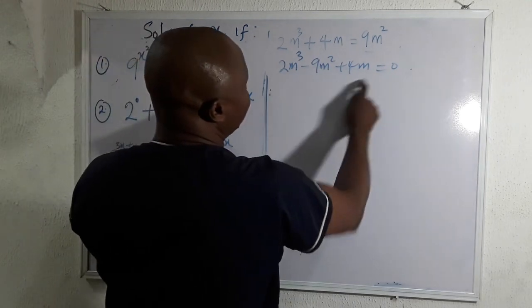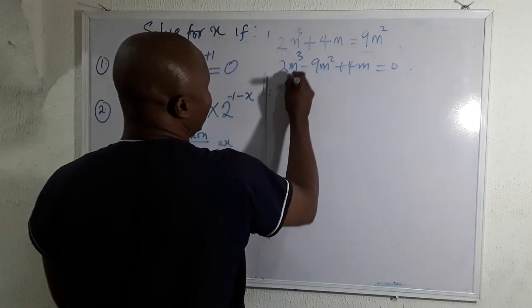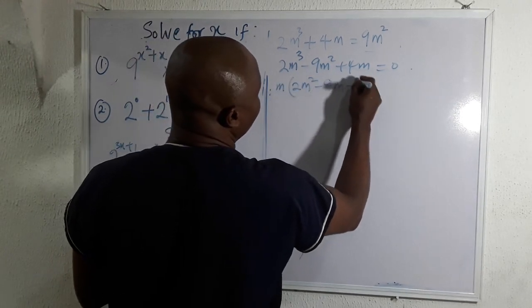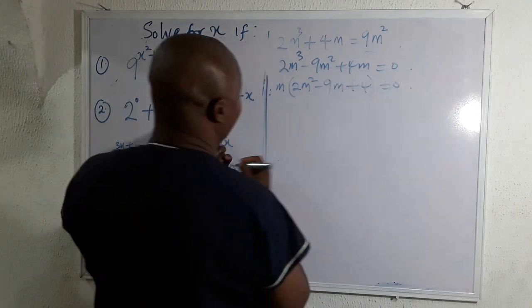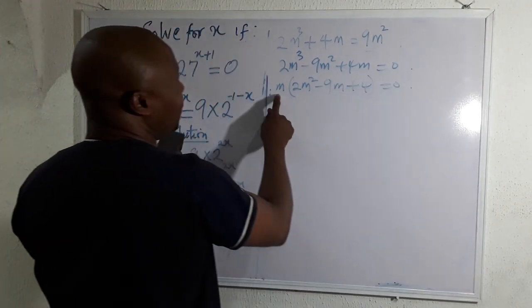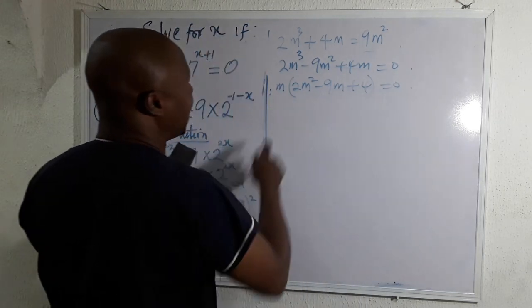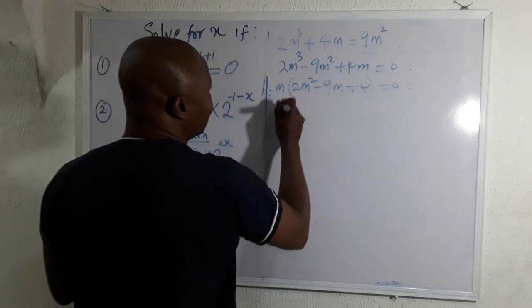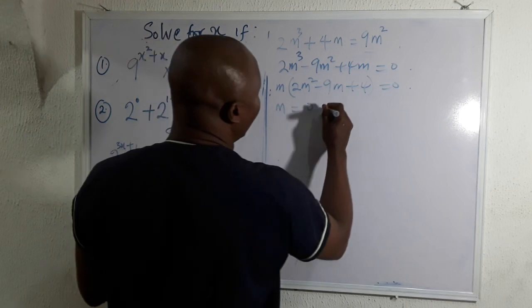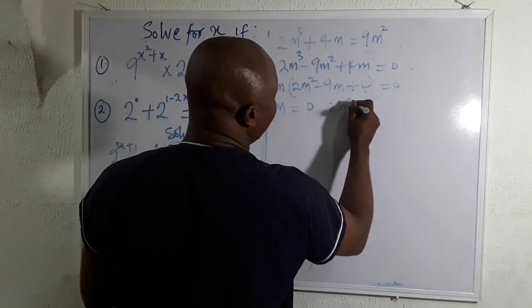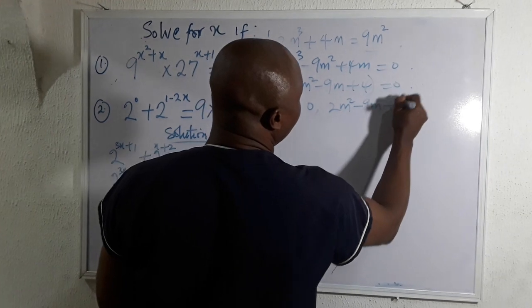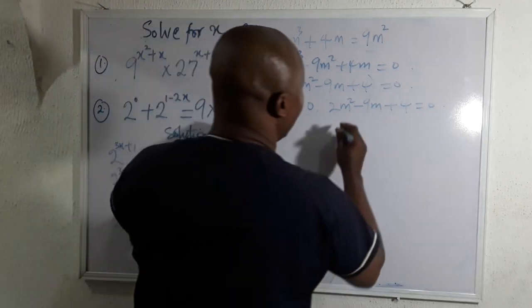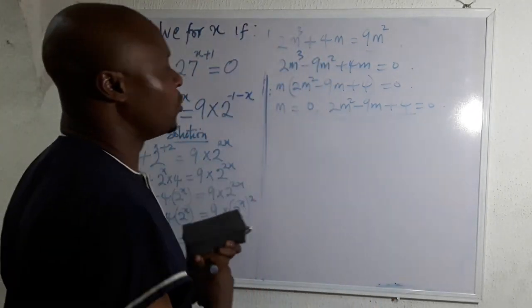So we can readily factorize m out of this expression. That will be m into 2m squared minus 9m plus 4 is equal to 0. Here, if the product of this and this gives us 0, then m is 0, so the first value of m is 0, or this second one, 2m squared minus 9m plus 4 is equal to 0. What we are going to do next is to try to factorize this quadratic expression.